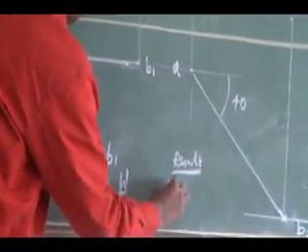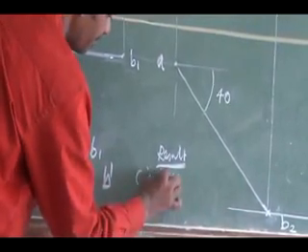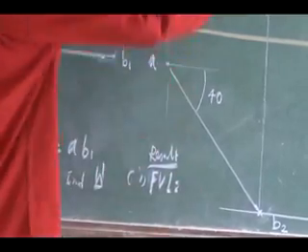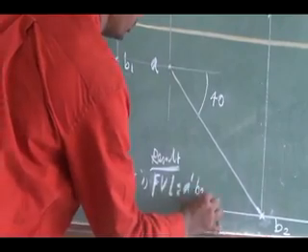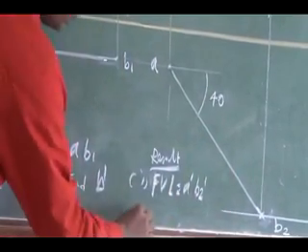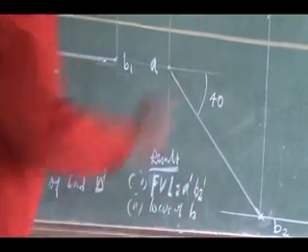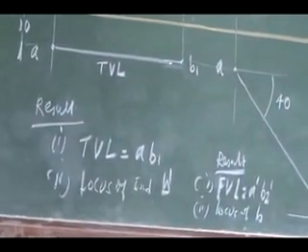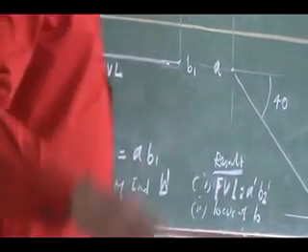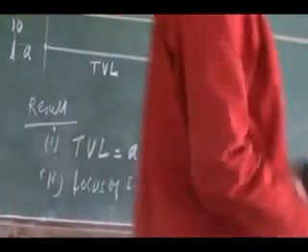The first one is the front view length I have got. What is the front view length? It is A dash B2 dash. Then I have got the locus of B. So by assuming these two cases, I have got four results. Using that, I can conveniently draw my final projection.